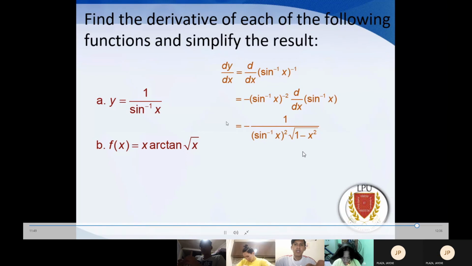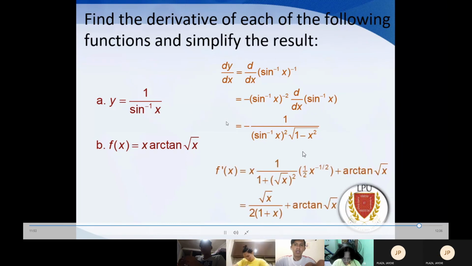For letter b, f of x is equal to x arctan of the square root of x. You have here a variable x, and then follow the format of the arctan. That will be 1 over 1 plus the quantity square root of x squared, multiplied by 1 half x raised to negative 1 half, times x, plus arctan of square root of x. And therefore, the answer would be square root of x all over 2 multiplied by 1 plus x, plus arctan of square root of x. So that is how we solve directly for inverse trigo functions.